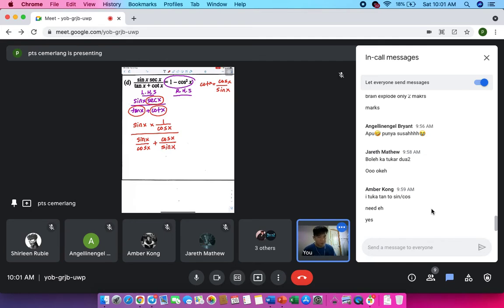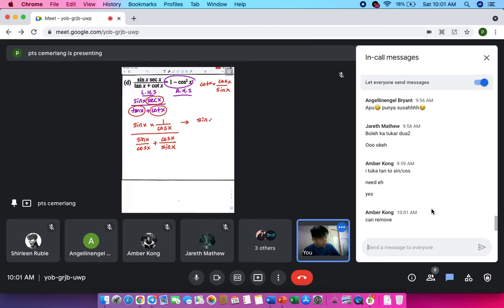Tukar yang tu. Alright? So, what happened next? Atas ni jadi sin x over cos x. Okay? Sin x over cos x. And then, bawah tu jadi sin square x plus cos square x over cos x sin x.